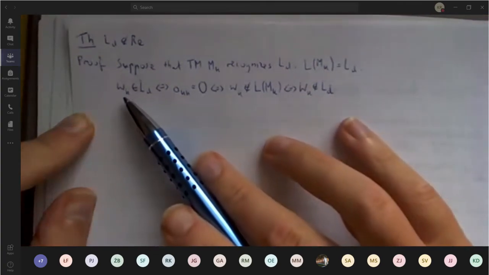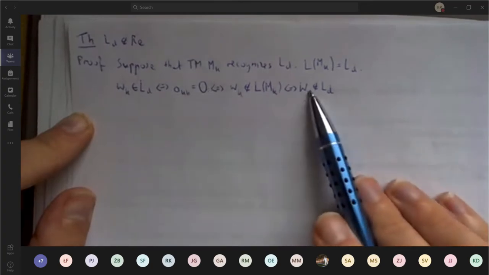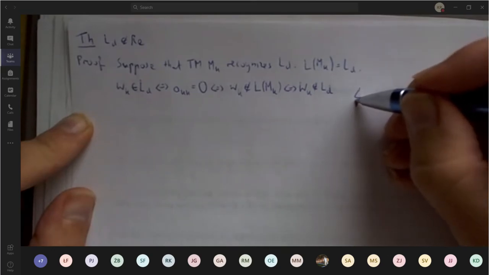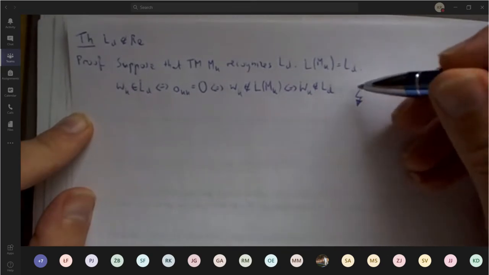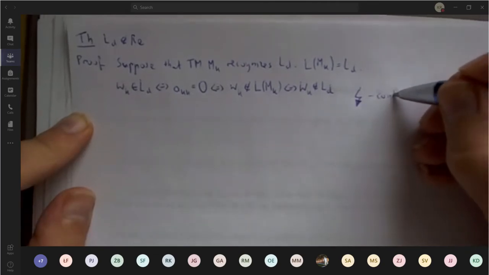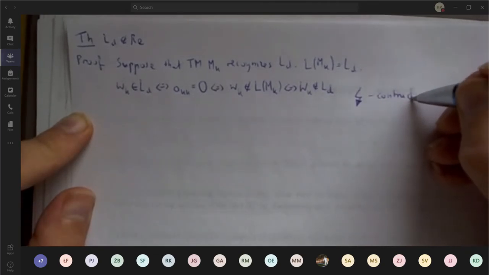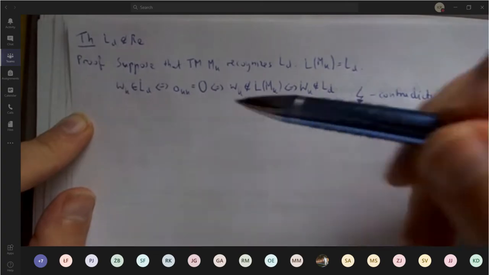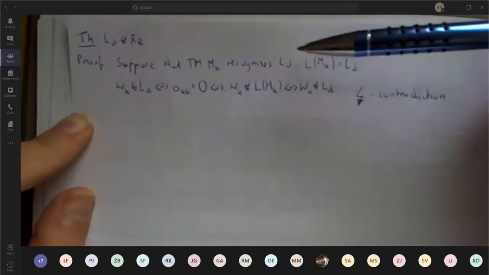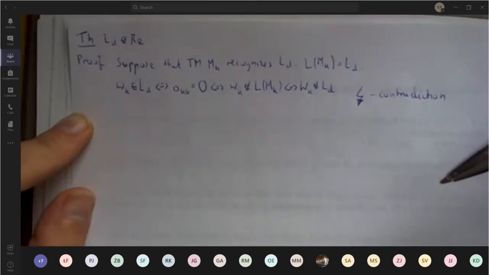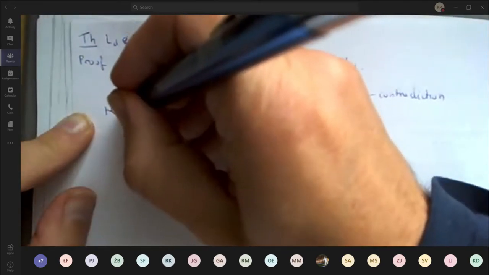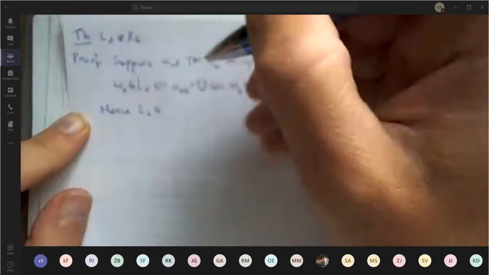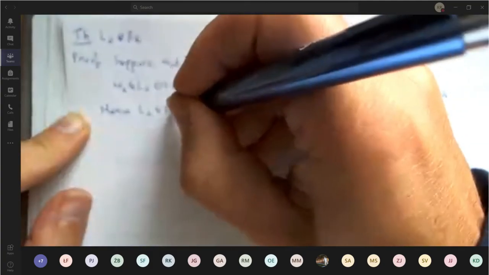So we have proven that WK belongs to the diagonal language if and only if it doesn't belong to the diagonal language. So of course this is a contradiction. I will denote the contradiction. Contra. So that means that this assumption was false. So the diagonal language is not recursively enumerable.